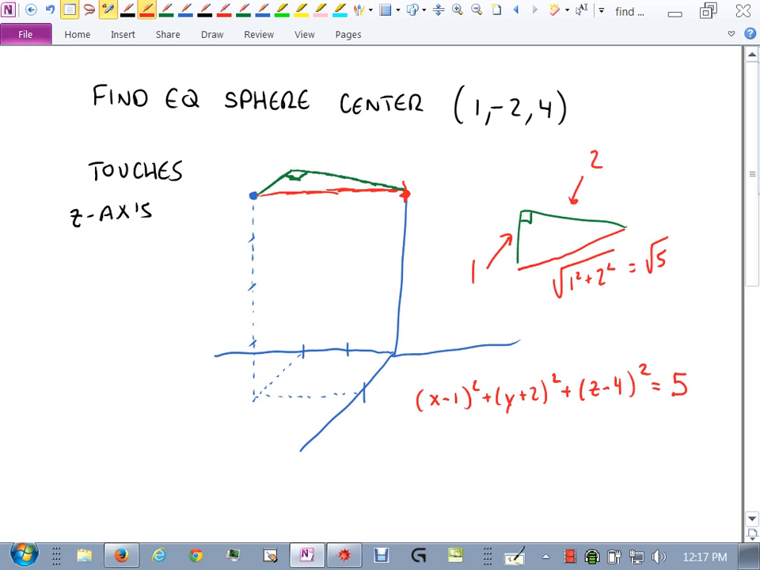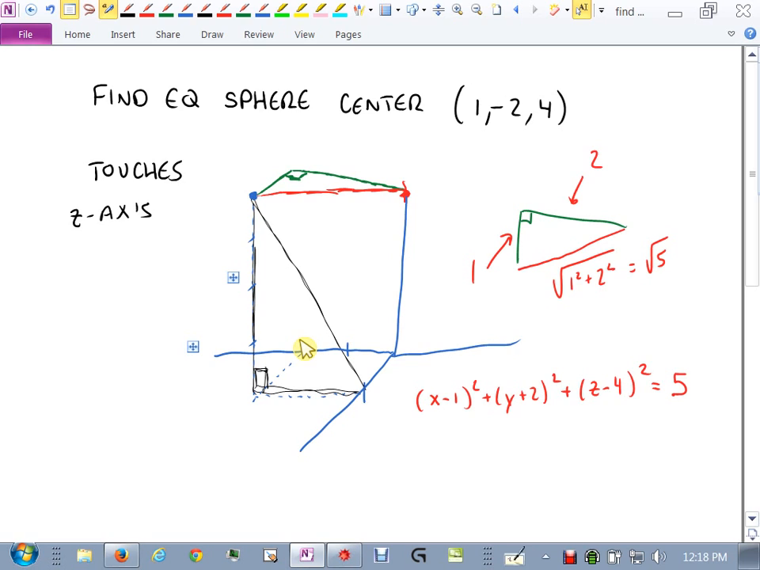Make sense? What would be the difference if I changed the problem so it just touches the x-axis? It would be this triangle right here, wouldn't it? We're going from the center down to the x-axis, okay? So the radius would be the square root of this squared plus this squared. So what is that, 2 squared, 4 squared, 16, right? 20, square root of 20. So that equation would just change to 20. Okay?